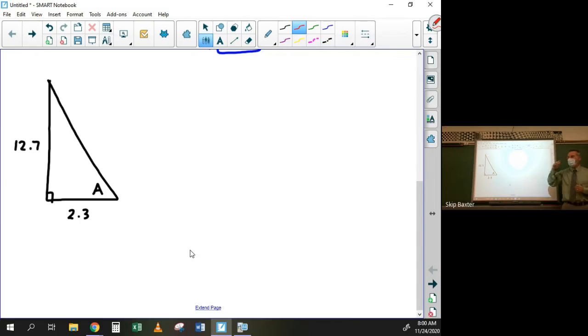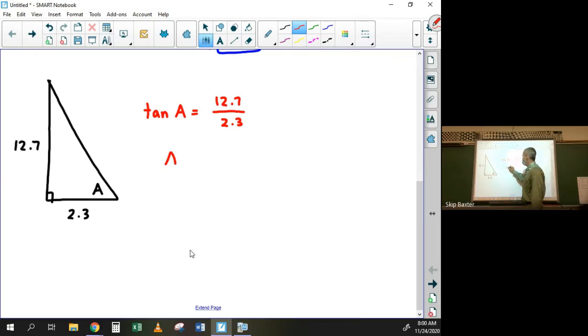If you're having a hard time coming up with which trig ratio to use, you just have to review SOHCAHTOA and what that stands for, right? So the tangent of angle A is equal to opposite over adjacent, 12.7 divided by 2.3. So therefore, A is the angle whose tangent is 12.7 divided by 2.3. And then you just do that on your calculator.